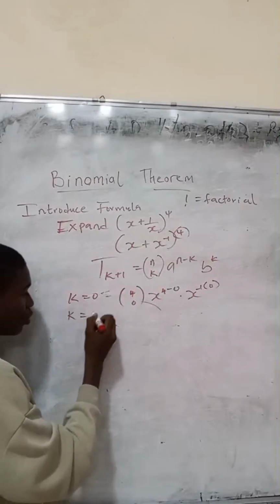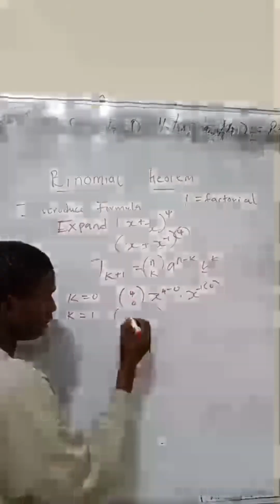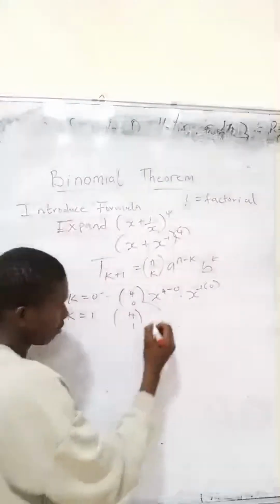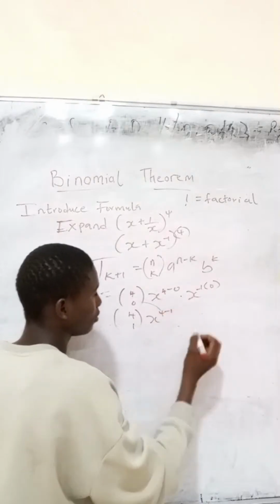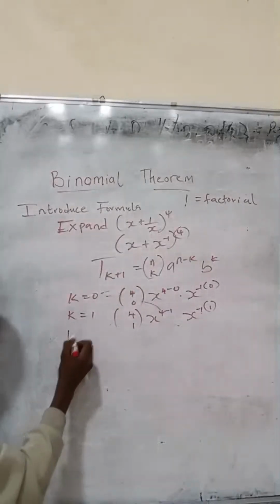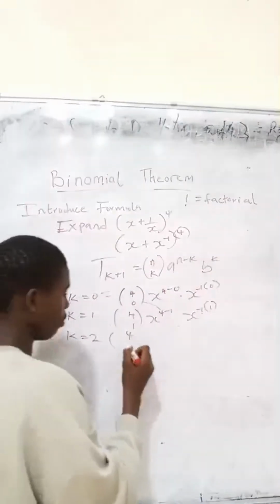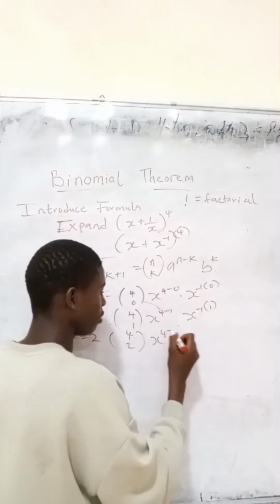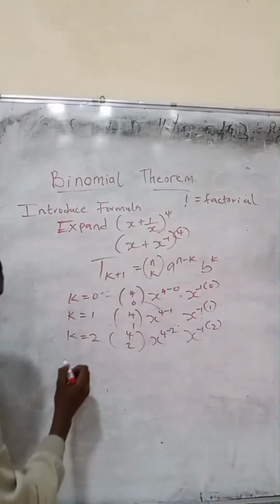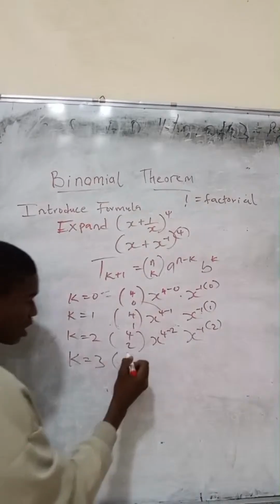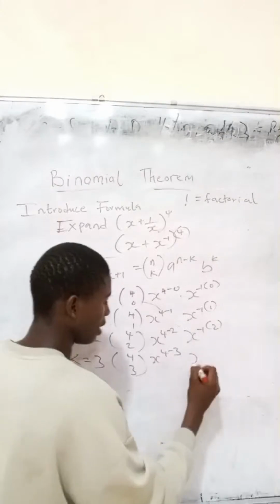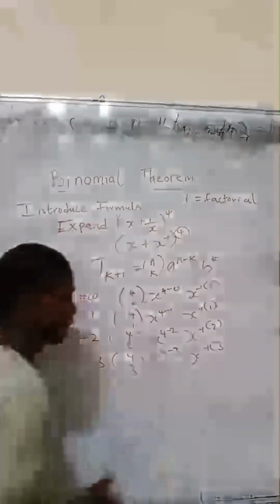Let my K also be equal to 1. So the same substitution, I'll just say this is 4 and this is 1. Then I have x^4 minus 1, (x minus 1) to the power 1. So we're just applying the formula. K equal to 2, I have 4 and 2, x^(4 minus 2), then (x minus 1)^2. The same thing applies here. K is equal to 3. I have 4, I have my 3, I have x^(4 minus 3), I have x raised to the power minus 1, and I have 3 there.